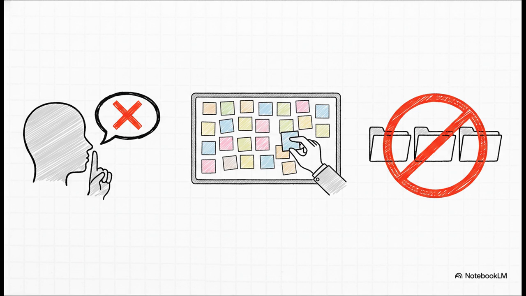Now, these rules are not suggestions. They are absolutely critical for this to work. It has to be done quietly and individually. Why? To prevent groupthink. This simple rule stops the loudest person in the room from dominating and makes sure everyone's ideas, even the quiet introverts, get captured.